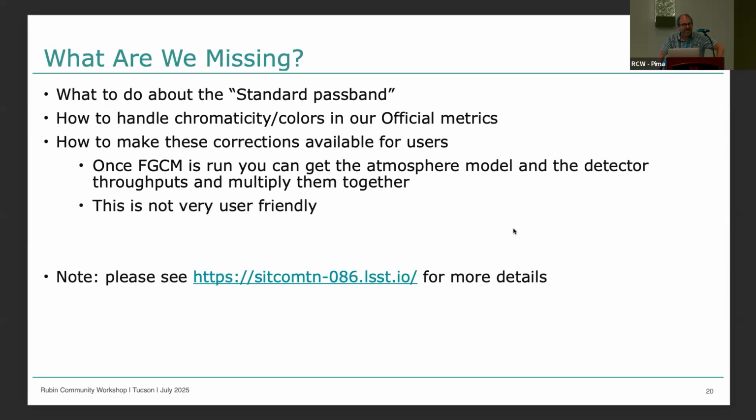Right now, were these products released as part of DP1? And now I don't know. They should have been. I don't think they were, but they could be.